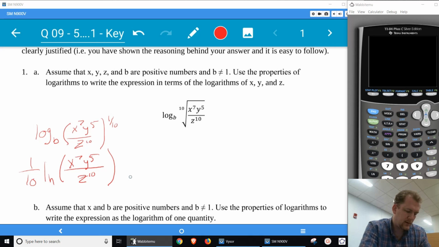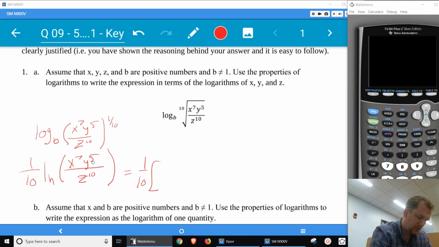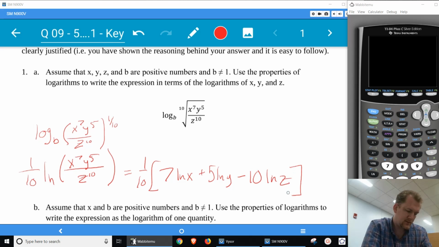Okay, and then we know that logarithms break up quotients into differences and products into sums, and then it'll strip all the individual exponents off of those. So that'll be 7 natural log x plus 5 natural log y minus 10 natural log z. So it broke up the quotient into a difference and the numerator product into a sum, and then stripped off all the exponents. So that's the result.